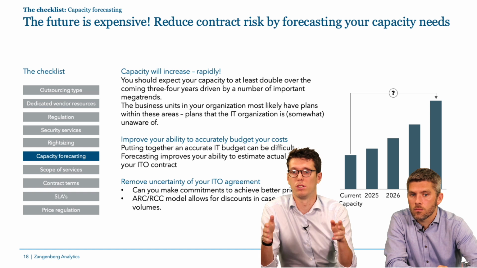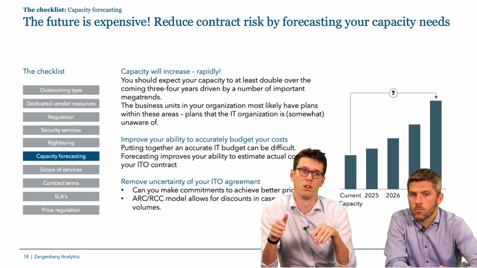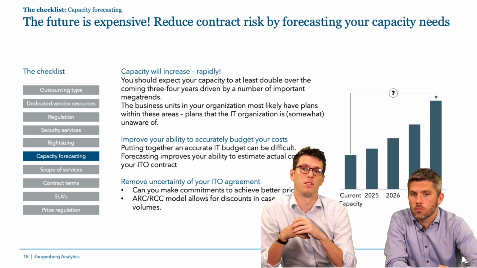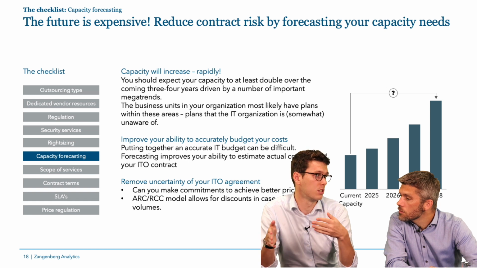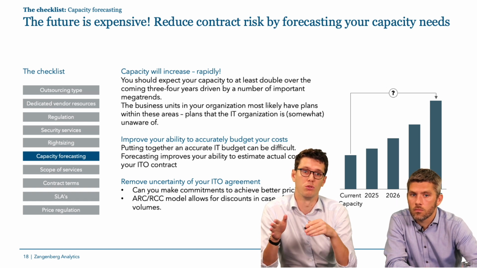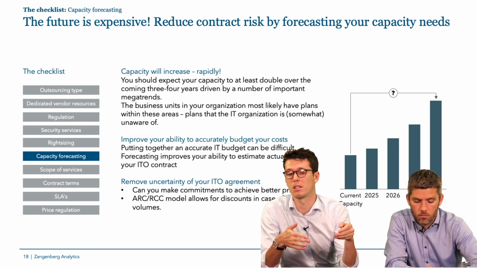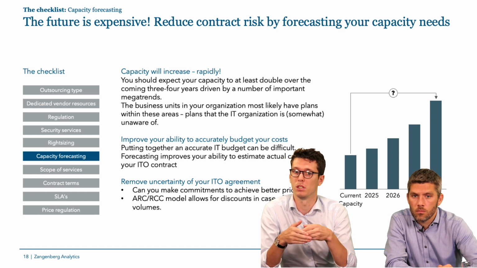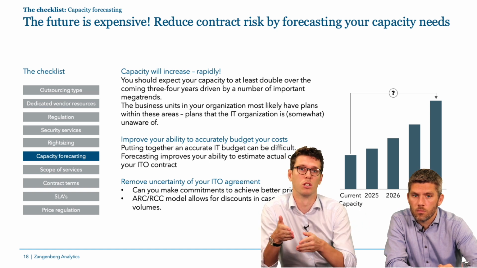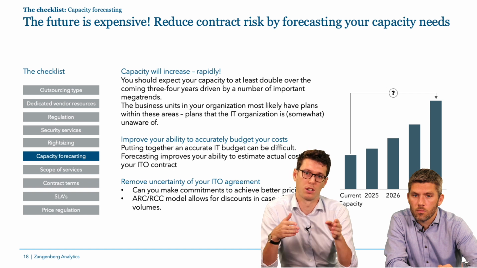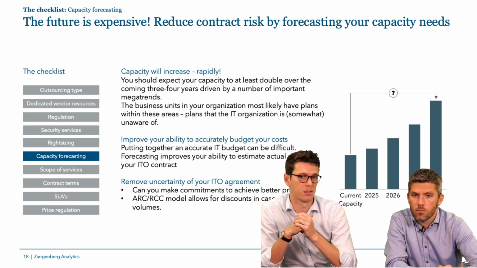Or alternatively, you often see these agro models, which allow for discounts in the case of increasing volumes. And this is something that you should use in the negotiation of the agreement, because if you expect that your capacity is about to increase by a lot over the coming 4 years, then you should make sure that you receive a discount on the increases in capacity.